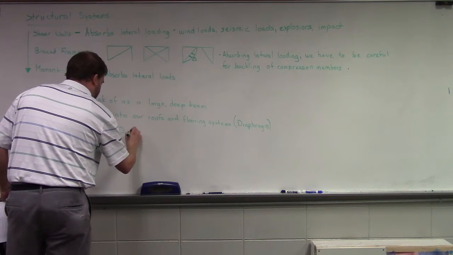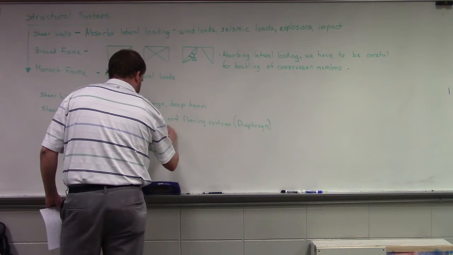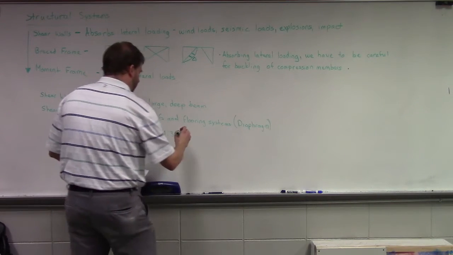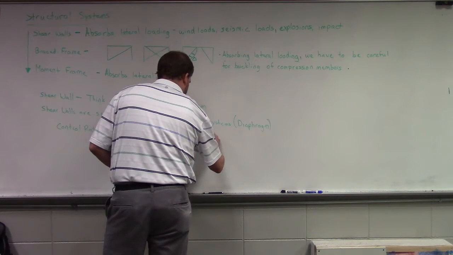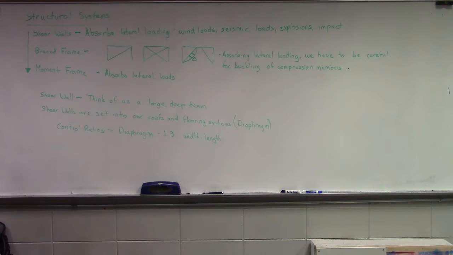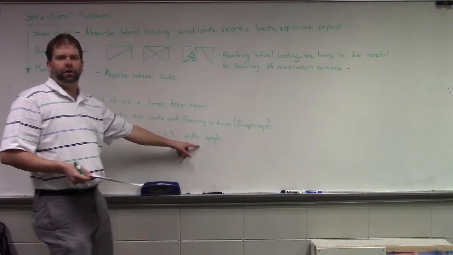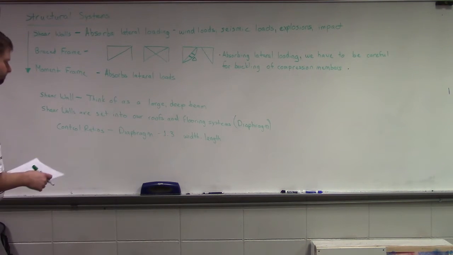So for our diaphragm, we want to be about 1 to 3 width to length ratio. Okay? If we start exceeding that, then we're going to want to look at some sort of intermediate system. Okay? Whether it be another system of shear walls, another system of brace frame, moment frame, whatever it is that we're doing. Okay?